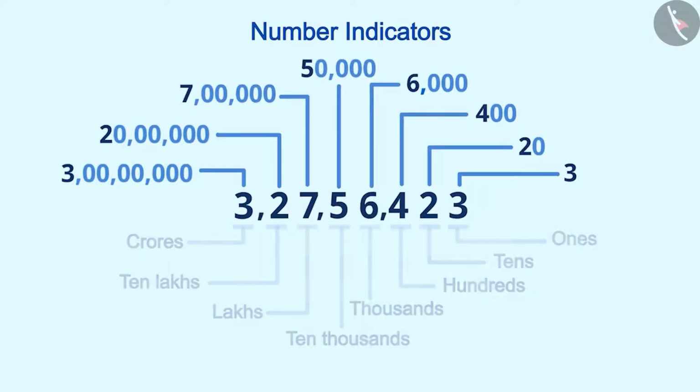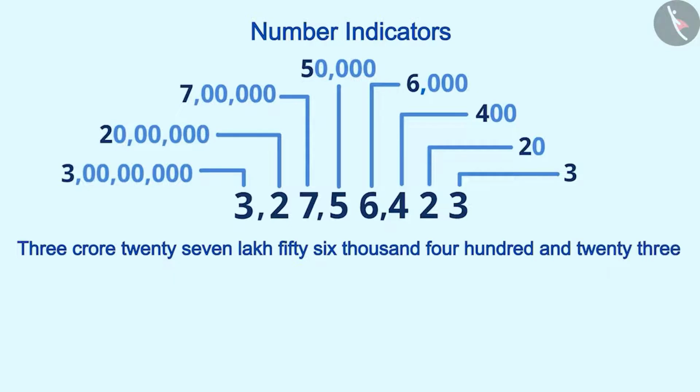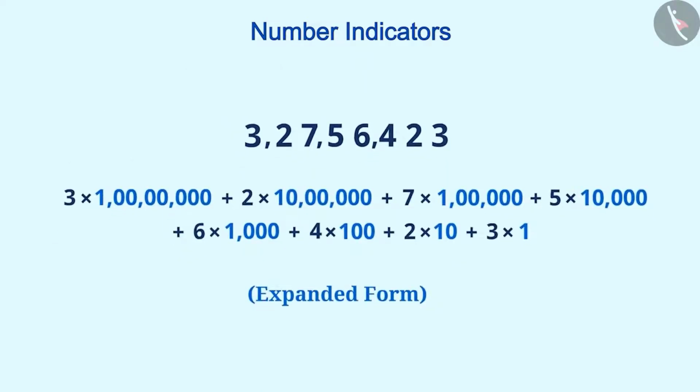Now, we can write the number name of this number as 3 crore 27 lakh 56,423. In the same way, we can write the expanded form of this number like this. From the expanded form, we can say that this number consists of 3 groups of 1 crore, 2 groups of 10 lakh, 7 groups of lakh, 5 groups of 10,000, 6 groups of 1,000, 4 groups of 100, 2 groups of 10, and 3 units.